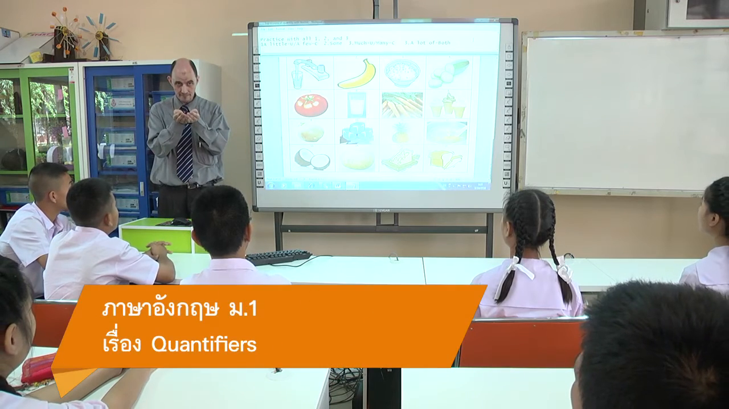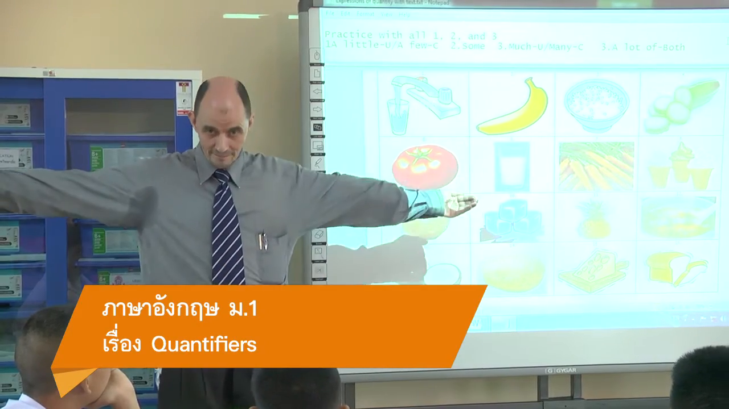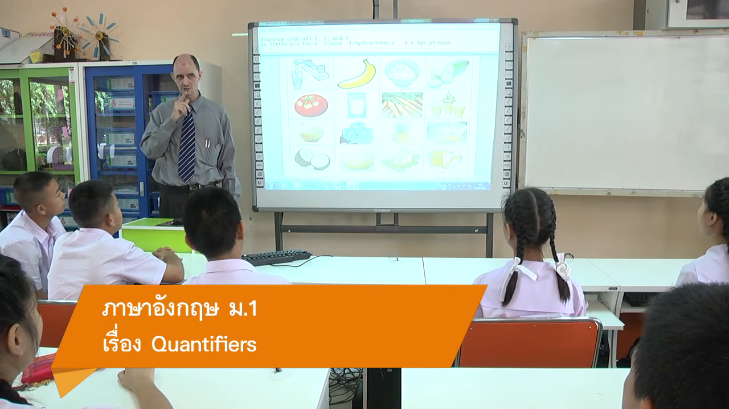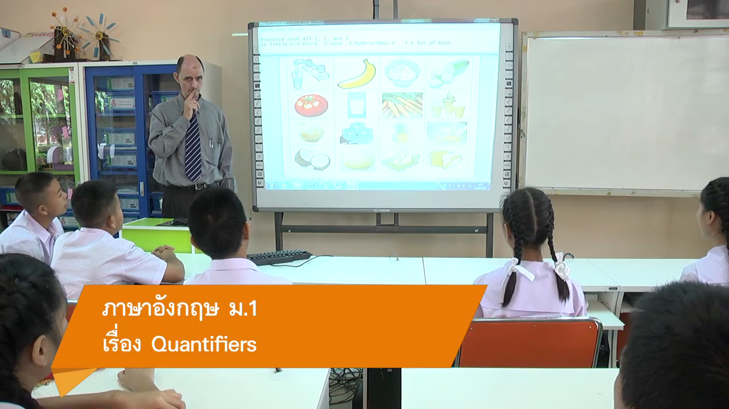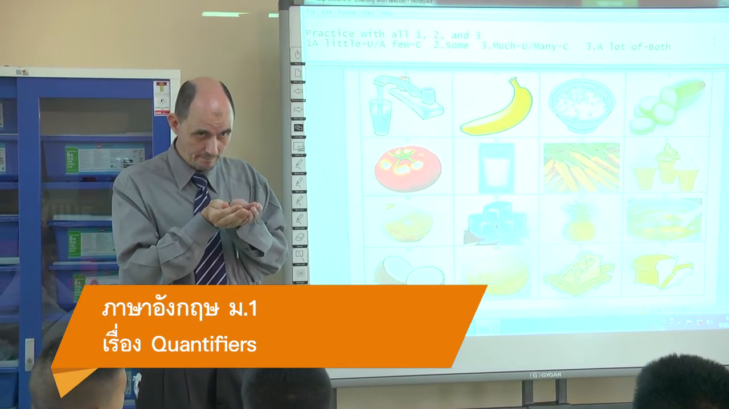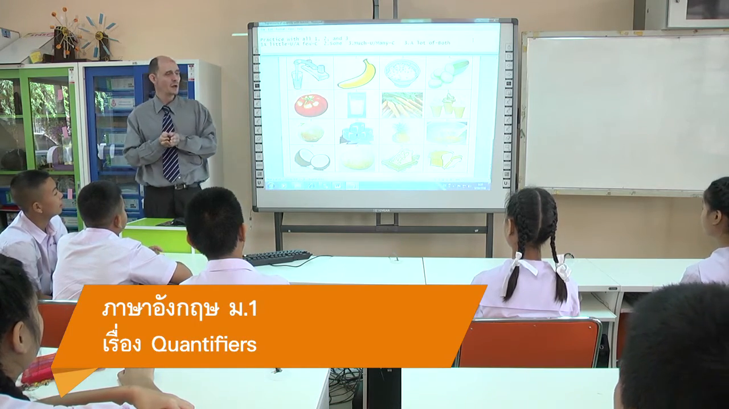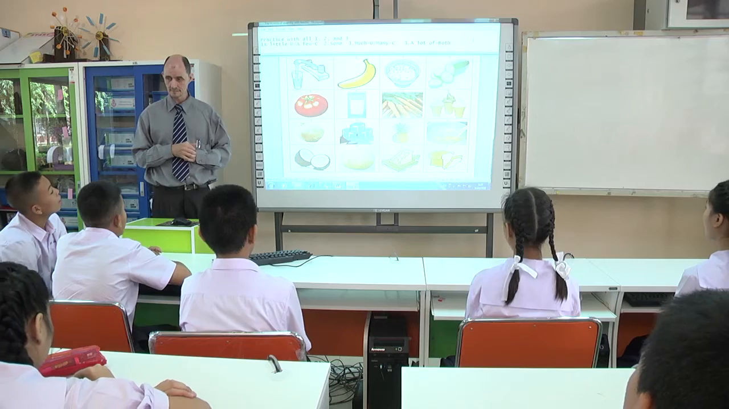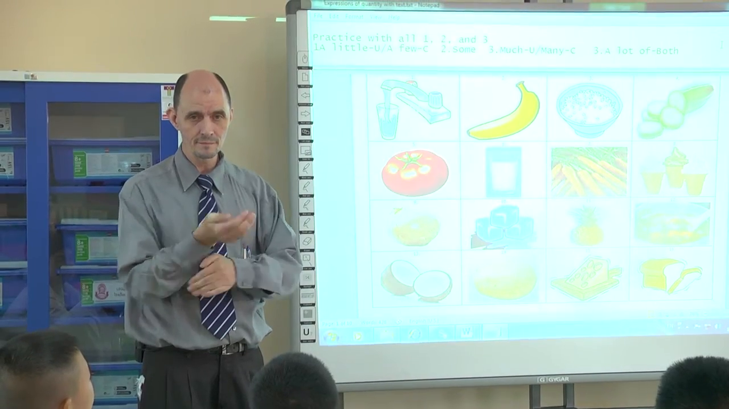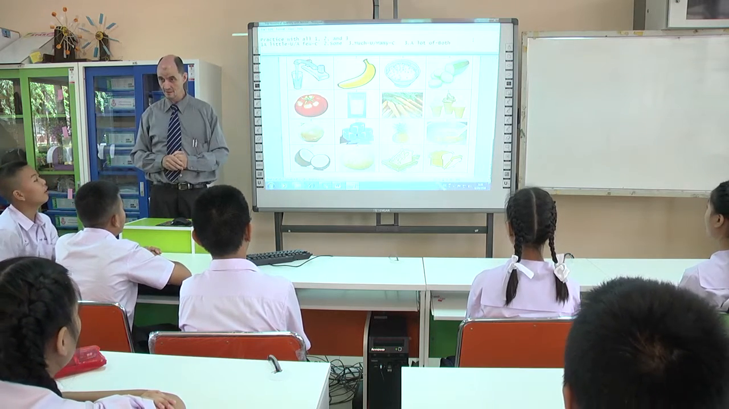Number 6, a little milk. Good. Number 7, a lot of carrots. Good. Number 8, make a question. How much ice cream do you have? Very good. Number 9, a few onions. Good. Number 10, make a question. How much ice do you have? Good. Number 11, some pineapple. Good. Number 12, a lot of soup.